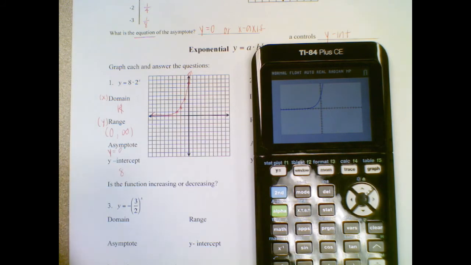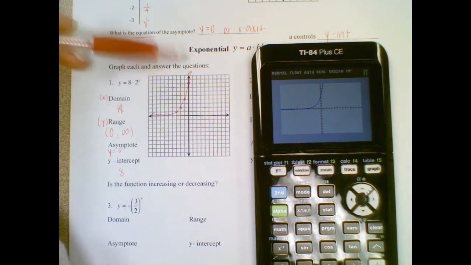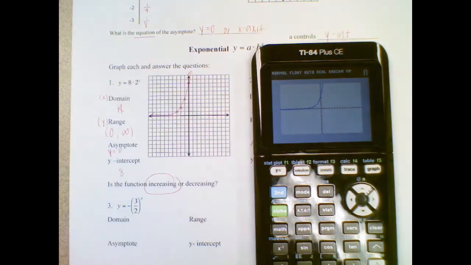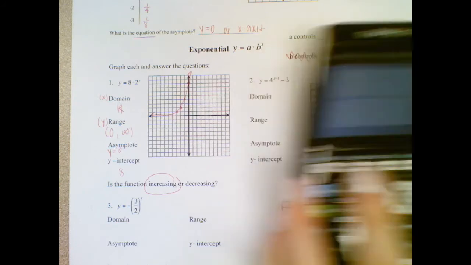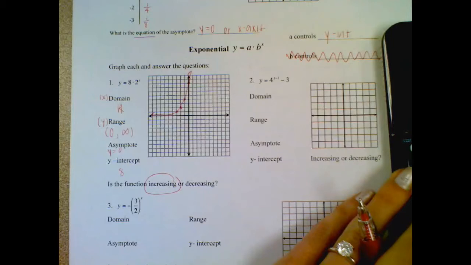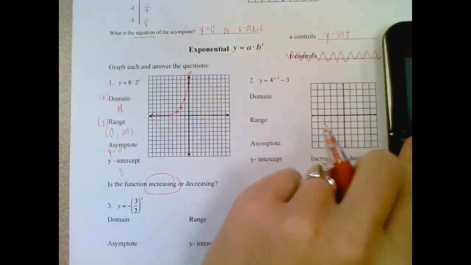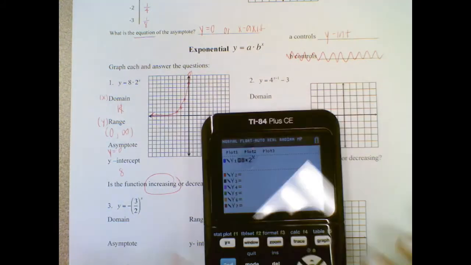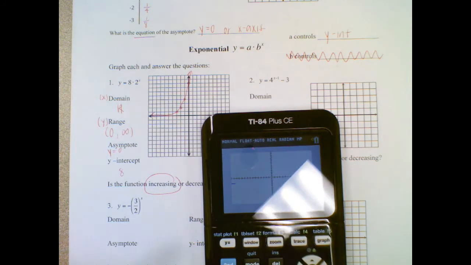Is the function increasing or decreasing? Well, as I read my graph from the left to the right, my function's going up, so it would be increasing. Okay? All right, number 2. Ooh, got some extra funky stuff in here. Let's type this guy in. Let's see, 4 to the x minus 1 minus 3. Let's just see what that looks like.